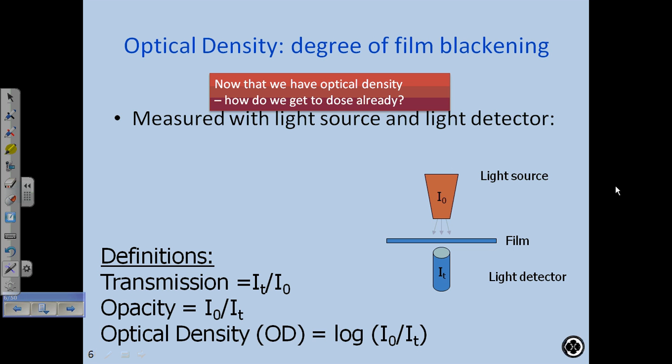So some definitions. Transmission is equal to IT, where IT is the intensity of light that the detector measures, divided by I0. So that's the transmission. Okay? So that makes sense. It's how much light is transmitted divided by how much originates from the light source. And then the opacity is just the inverse of that. Okay? It's 1 over the transmission. And optical density itself is log of I0 over IT. And the reason we use log is because there's a huge range. It's like tens of thousands.